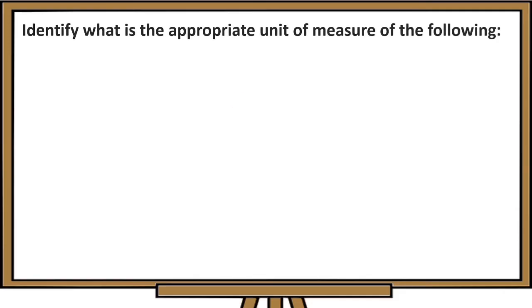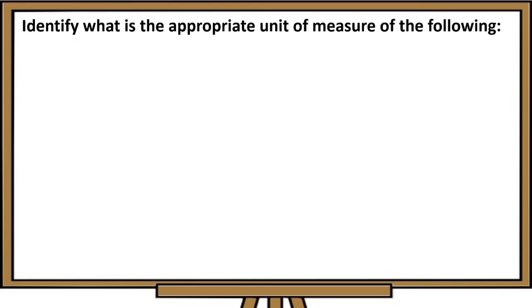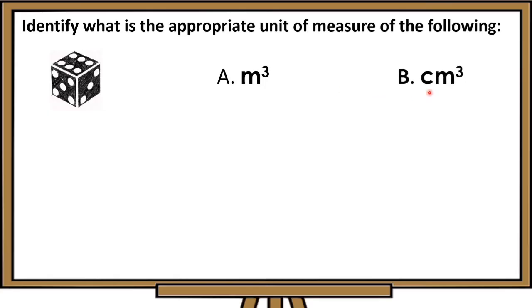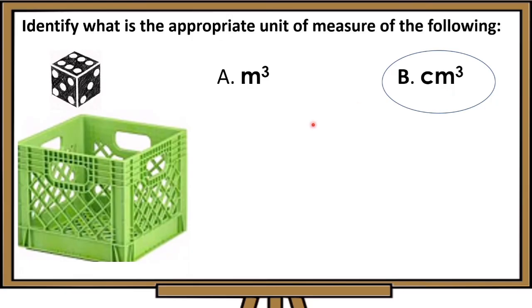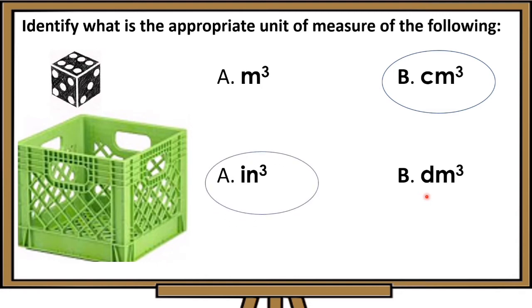Let's have an activity. Identify what is the appropriate unit of measure of the following. First, we have a small dice. Letter A, cubic meters. Letter B, cubic centimeters. What is your answer? Correct is letter B, cubic centimeters. The second image, we have a milk crate. Letter A, cubic inches. Letter B, cubic decimeters. What is your answer? Very good. Is cubic inches.